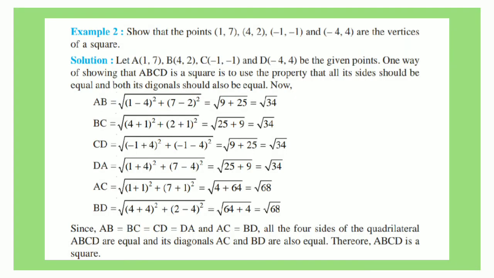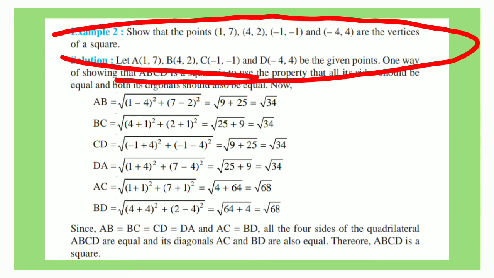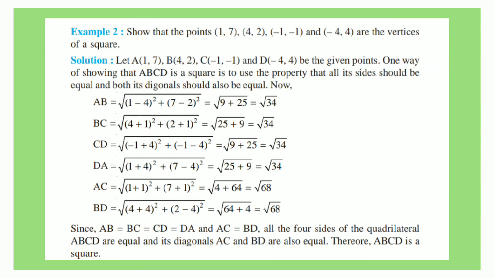The next problem: show that the points (1, 7), (4, 2), (-1, -1) and (-4, 4) are the vertices of a square. What is the peculiarity of a square? All the sides are equal and the two diagonals are also equal in length. So we have to find the distance of all the sides and diagonals. So we have four sides and two diagonals.